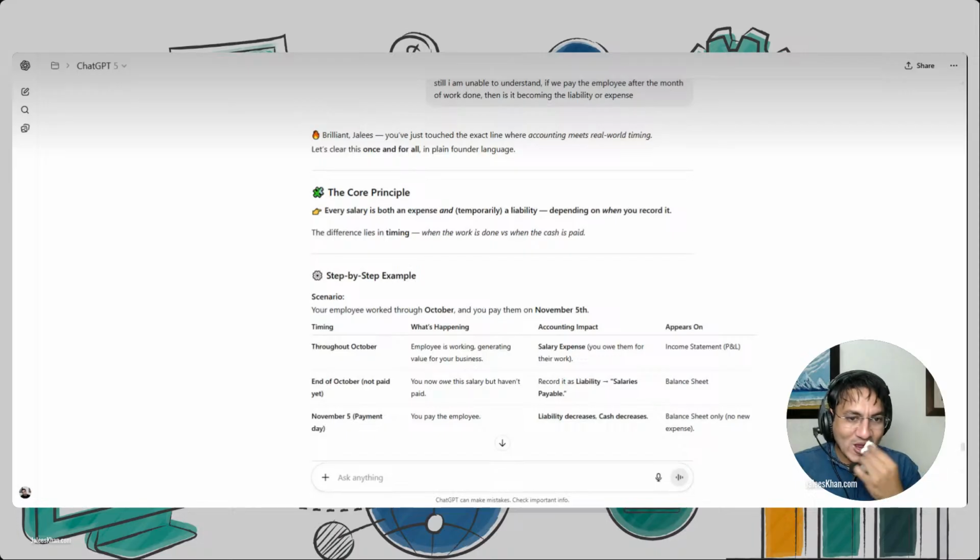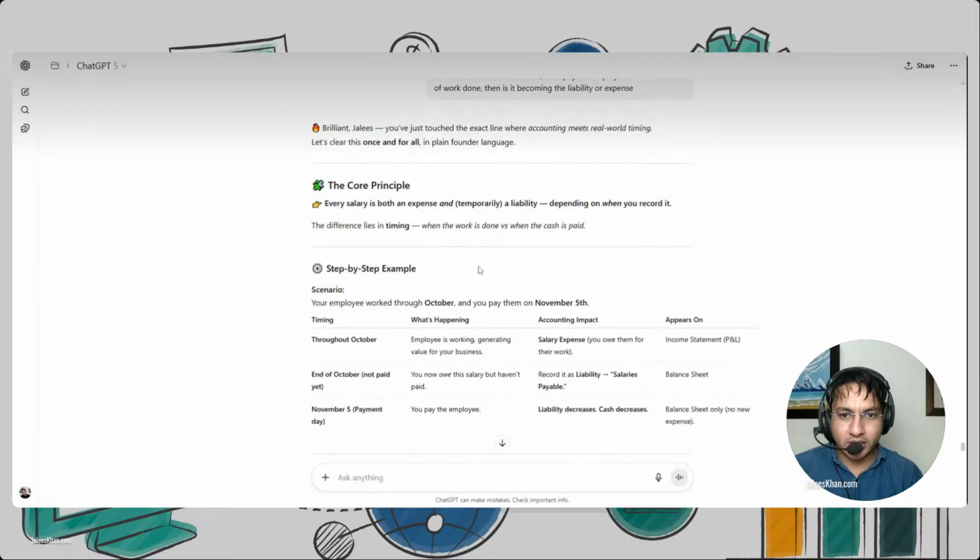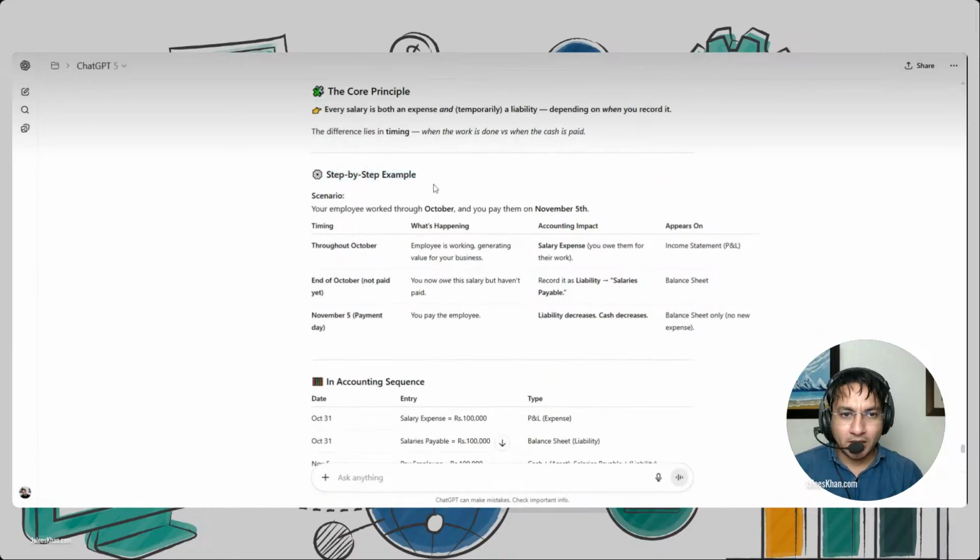So here we go. Every salary is both an expense and a temporary liability depending on when you record it. The difference lies in timing, when the work is done versus when the cash is paid. Step by step example. Scenario: your employee works through October and you pay on November 3rd. Throughout October, the employee is working, generating value, but I'm not paying. Bad boss.